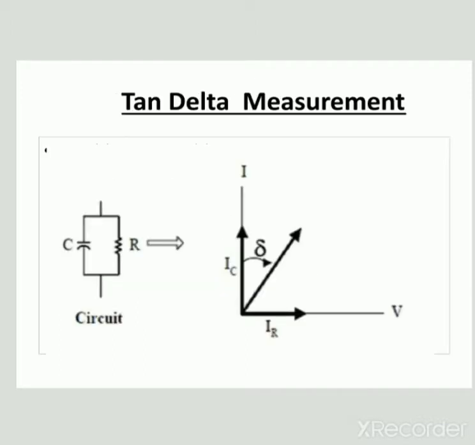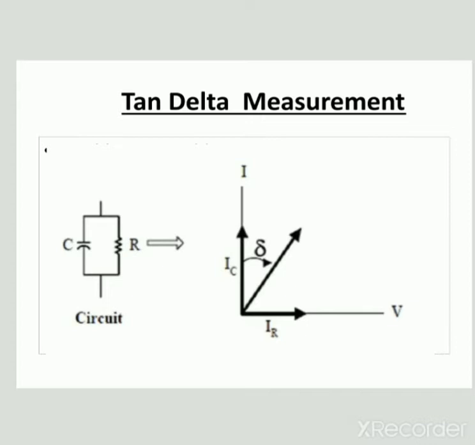Then the next slide is regarding tan delta measurement. Tan delta measurement according to IC and IR. There is a resistance and capacitance. This is the best parameter, which is included in the circuit parameters. The capacitor has a current, which is the indication of IC, and the resistor has a current, which is the indication of IR.